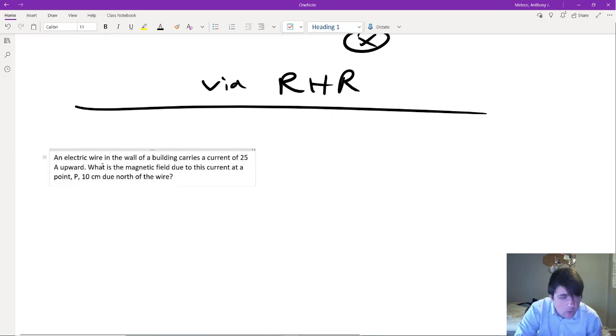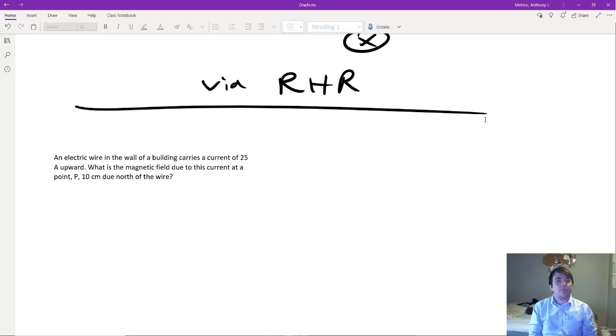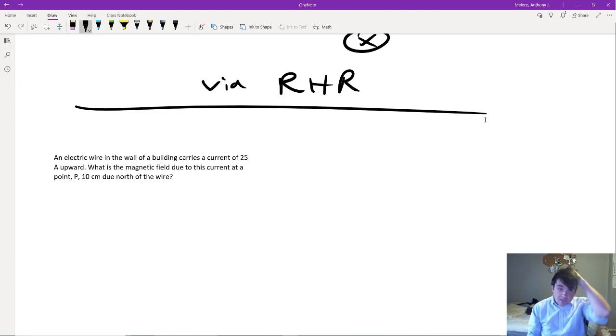An electric wire in the wall of a building carries a current of 25 amps upward. And we want to know, what is the magnetic field due to this current at a point P 10 centimeters due north of the wire? So it's only asking for magnitude. It's not asking for direction here.